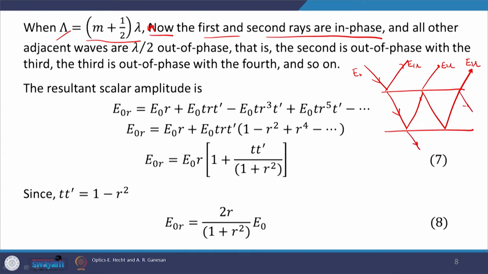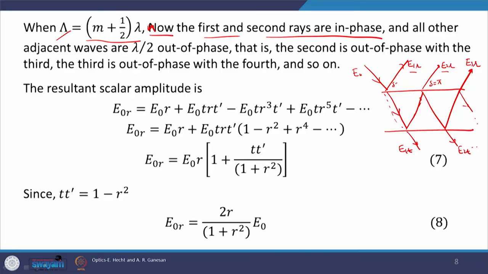Okay, and similarly here we have E1t, E2t, and so on. Now, what we are saying is that the optical path length difference between E1r and E2r is equal to a half integral multiple of the wavelength. It means the corresponding phase difference is pi. For E2r, del is equal to pi now. And for E1r, we know del is already pi because of the reflection. It means E1r and E2r are in phase.